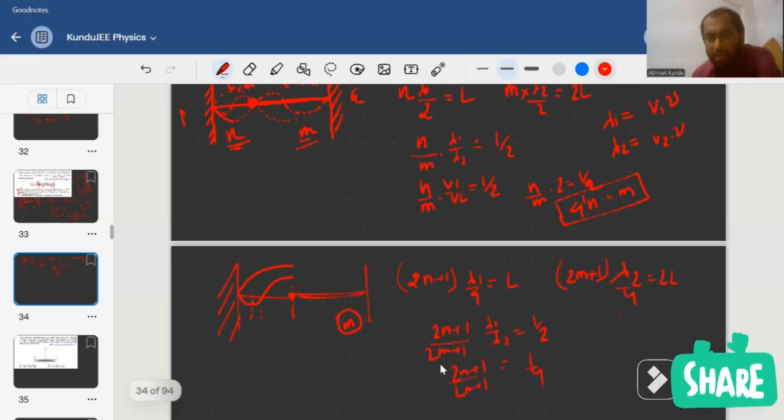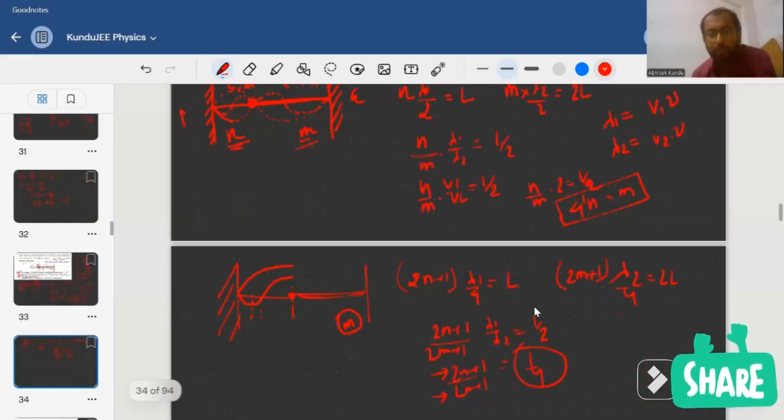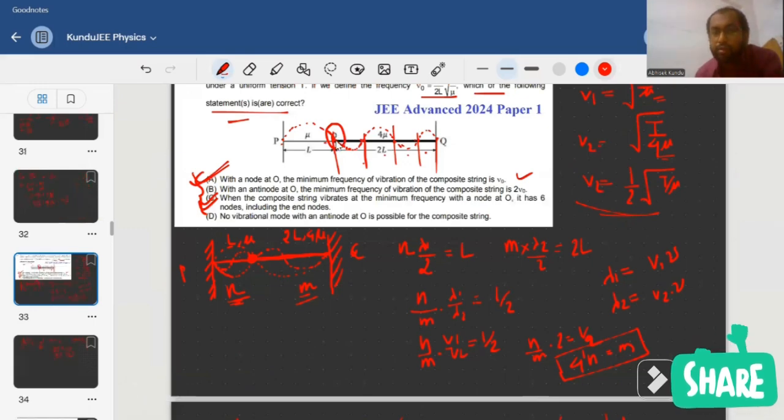But see, the numerator is an odd number and the denominator is also an odd number. Their ratio cannot be 1 by 4 at any point of time. So that means this kind of arrangement is not possible. That means antinode formation at point O is not at all possible. So option D is also correct. So B is not correct. So options A, C, D are the correct options.